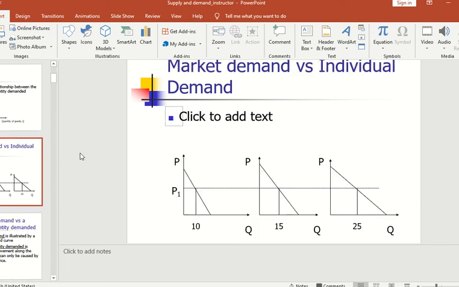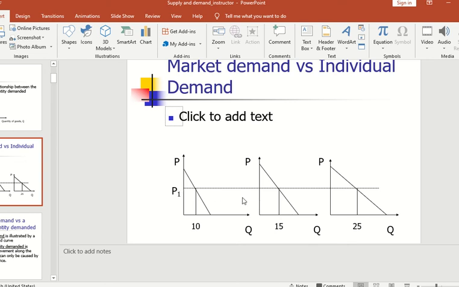A lot of times, we're not only interested in individuals' demand, we are also interested in the market demand, especially for businesses. Businesses are very much interested in the market demand instead of the individual's demand. So here's how an individual demand is associated with the market demand. On the very left-hand side, this is the individual demand curve of individual buyer A. Let's assume that there are only two individual buyers in this market. The second demand curve is the individual demand curve of buyer B.